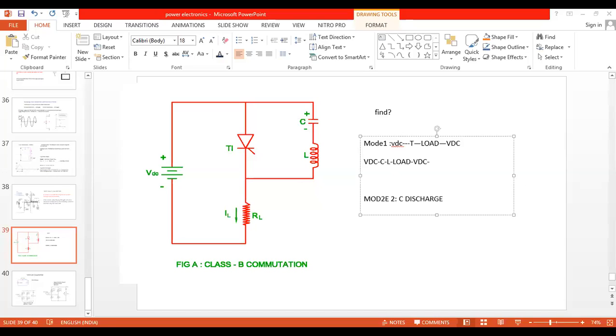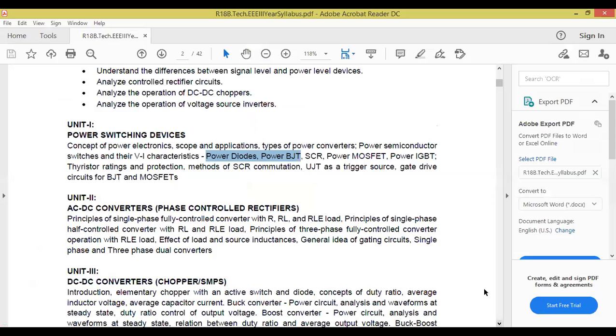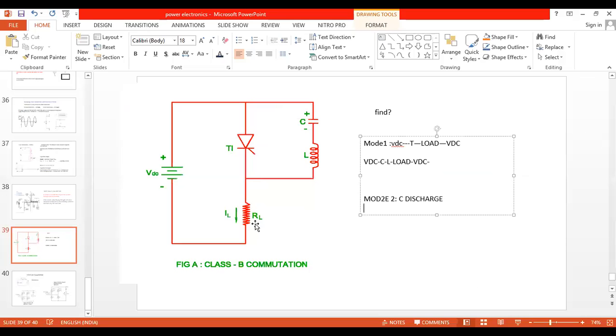Let us check the syllabus. See, first unit, concept of power electronics. In the first class we have taken the concept: we control the motors and the load, so applications. Next, types of power converters. Today we'll do this one, types of power converters. Different topics we got.